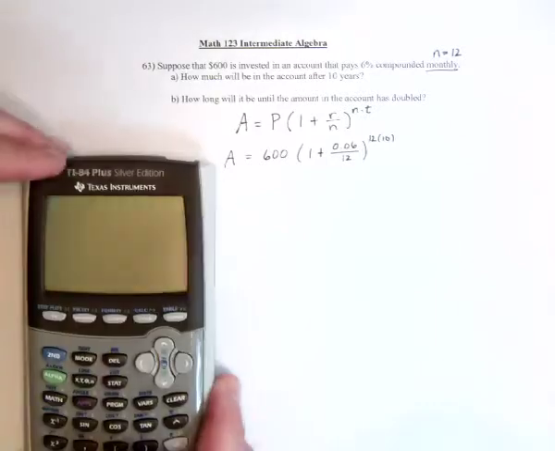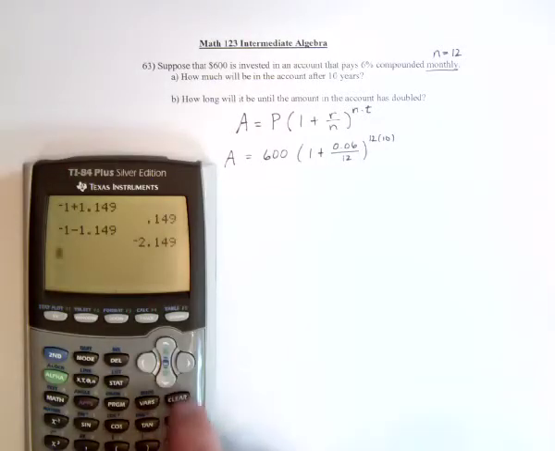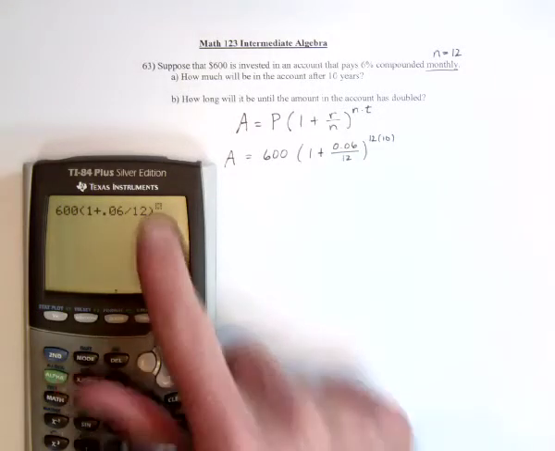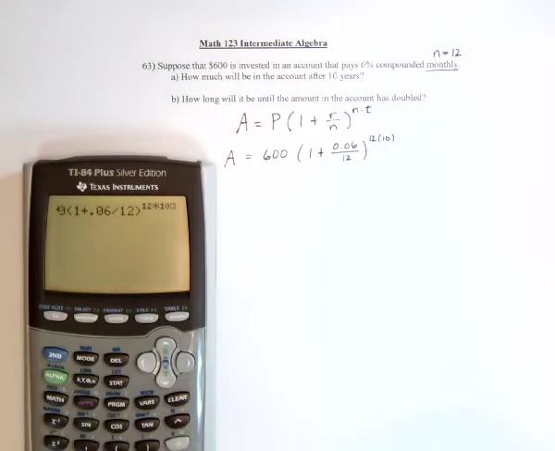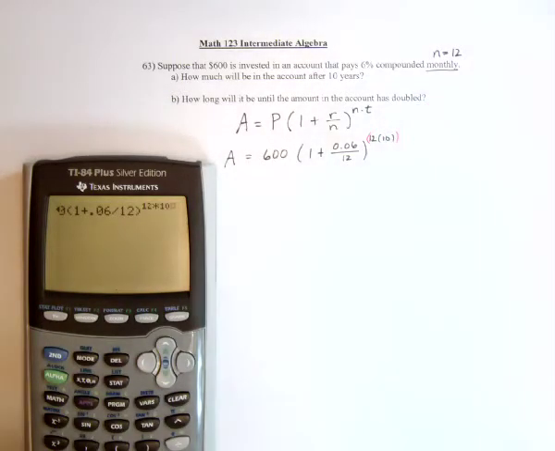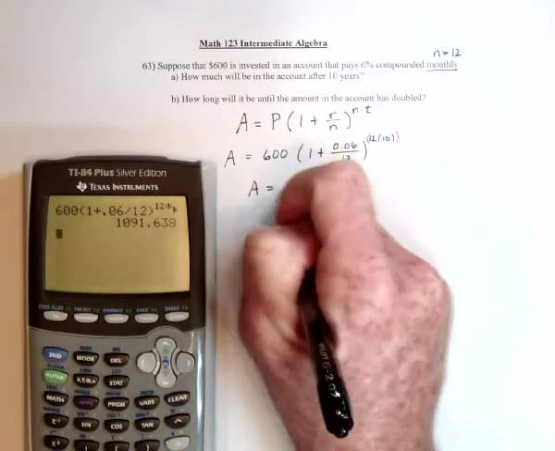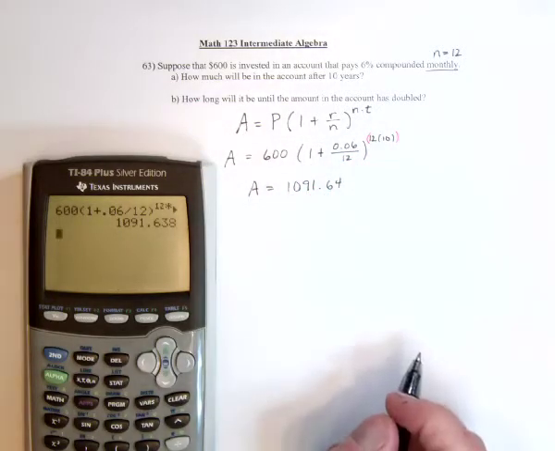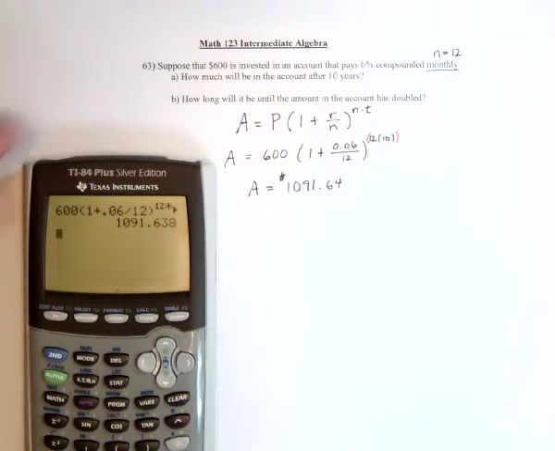So time for a calculator. 600, 1 plus 0.06 divided by 12, and then raised to the 12 times 10. If your calculator doesn't automatically go up like that and put both the 12 and the 10 in the exponent, then you need to put parentheses around the 12 and the 10 to make sure that they are both in the exponent. So the $600 would grow to be $1,091, and we would need to round it to 64 cents. All right, there's part A.